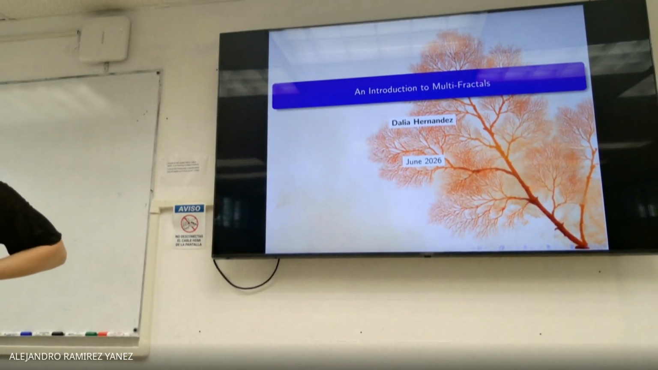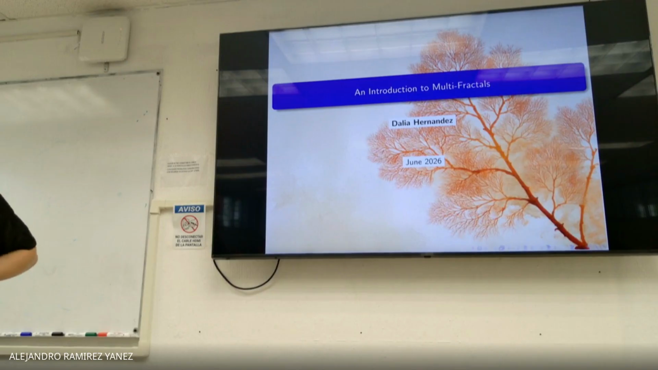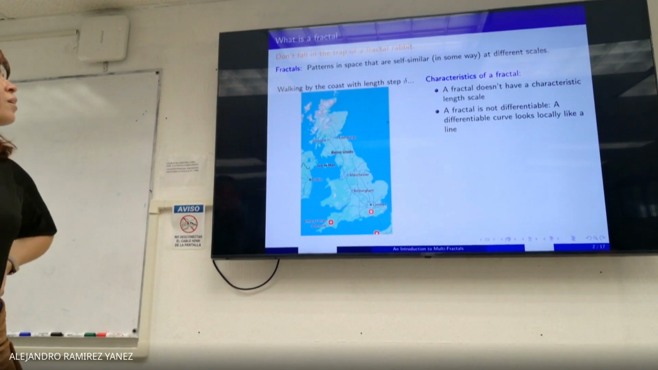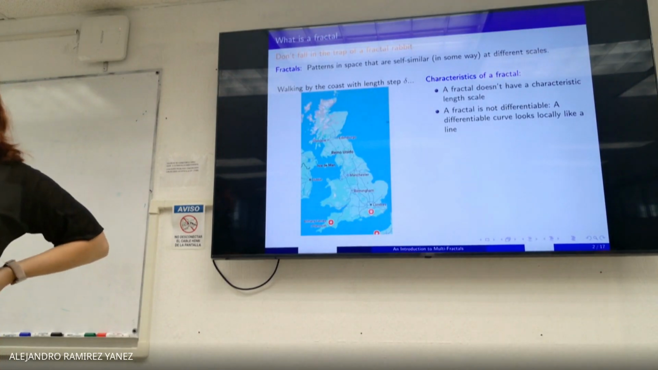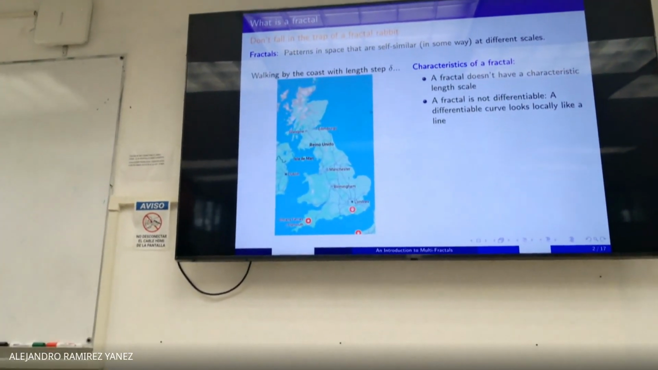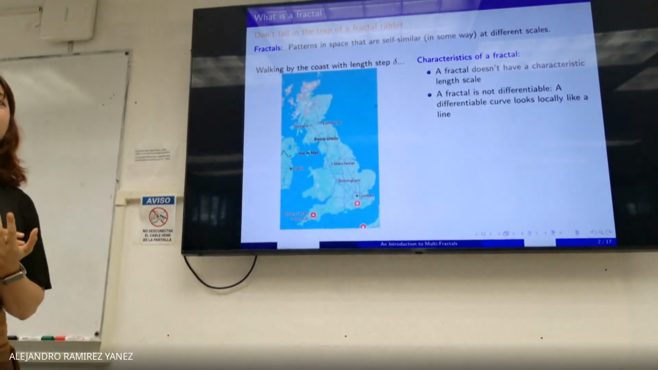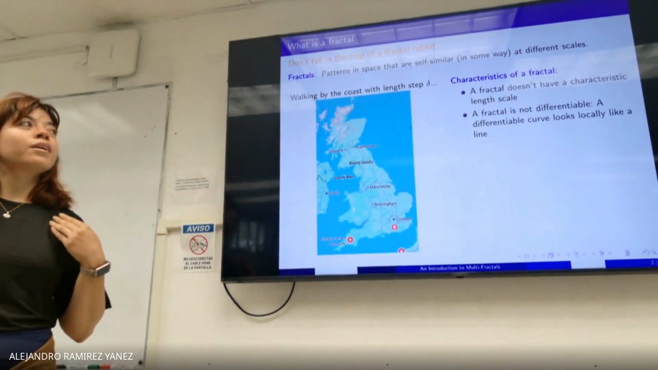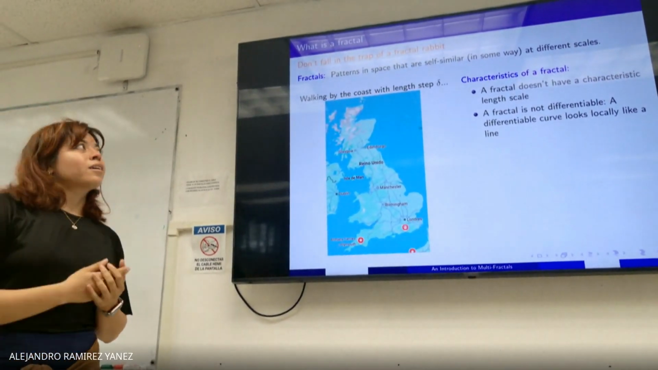Some ways of characterizing it. And then we will go to multifractals and also some ways of characterizing. Then, even if fractals were recognized a very long time ago, it was not until the 80s that the definition we use right now was made, and it's still open.